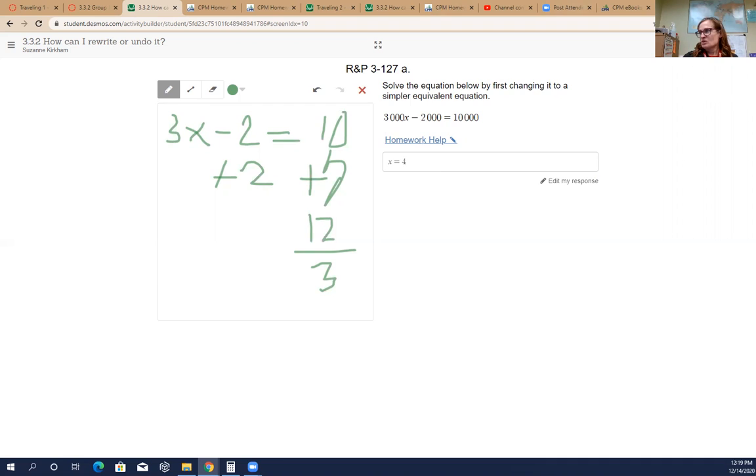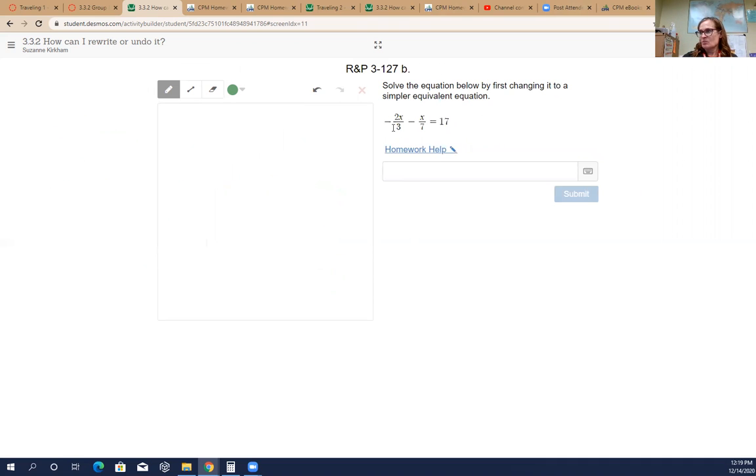All right, page 11. Okay, what can we multiply this by to get rid of the fractions? 21. Yep, 21. All right, so we got 2x over 3 minus x over 7 equals 17. We're going to multiply the whole entire thing by 21.